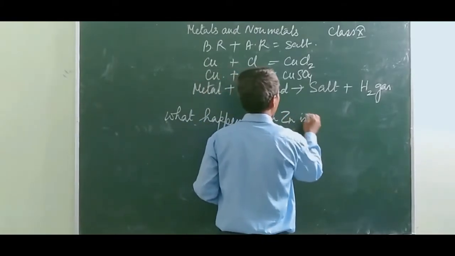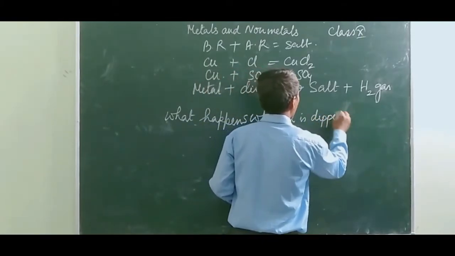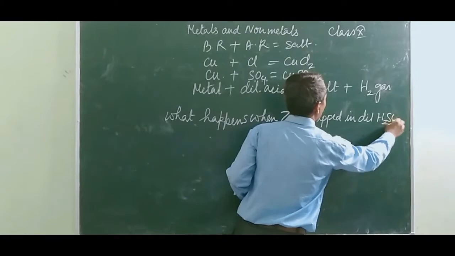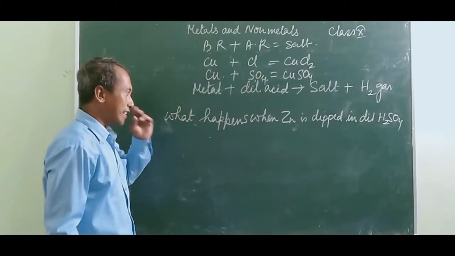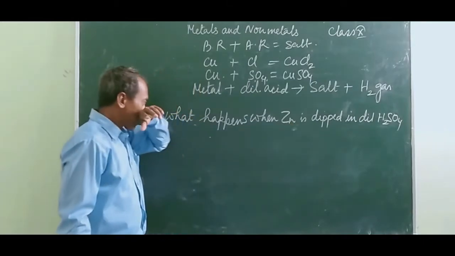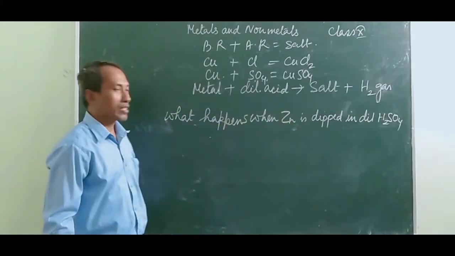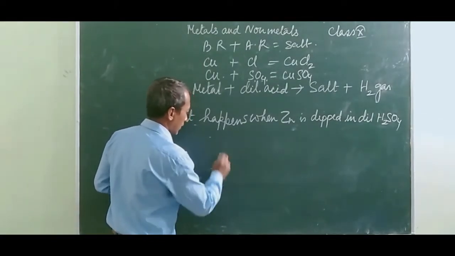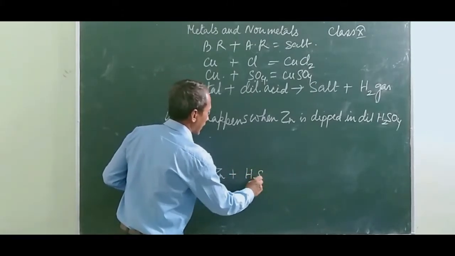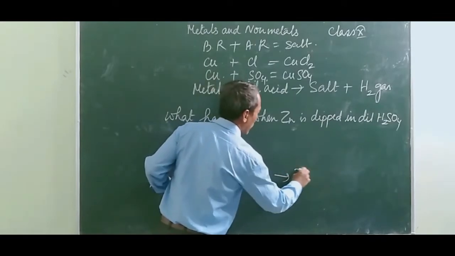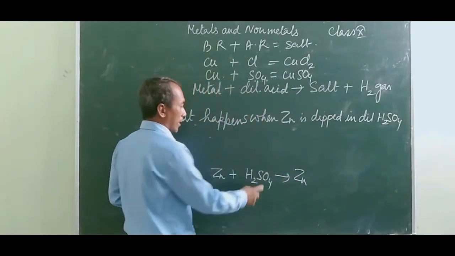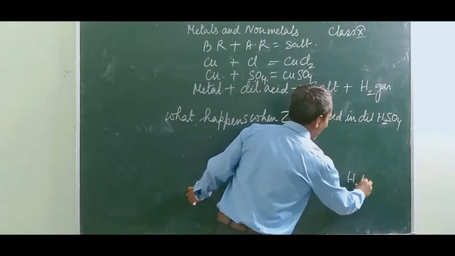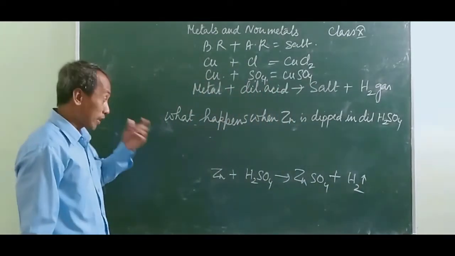Zinc is dipped in dilute sulfuric acid. H2SO4 is sulfuric acid. Zn is zinc. So what happens when zinc is dipped in dilute sulfuric acid, H2SO4? First write it down. Zinc is dipped in sulfuric acid. So what will it form? Basic radical zinc, and sulfate is the acid radical, and hydrogen gas will be liberated. So it is very easy.